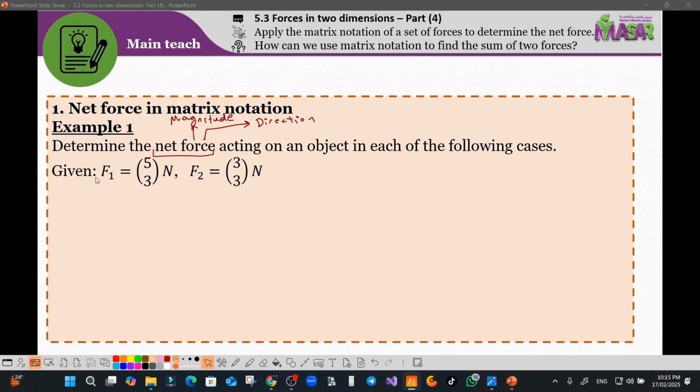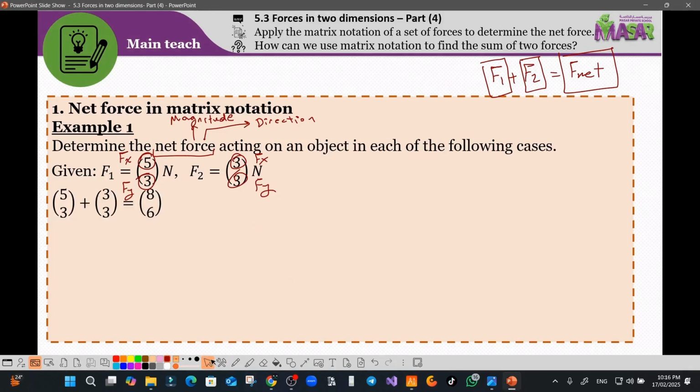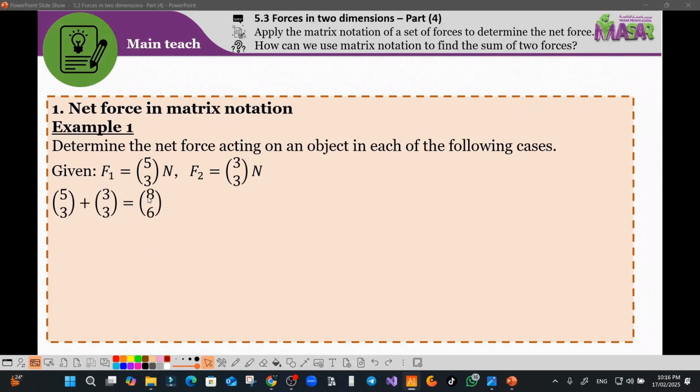Now, as we can see here, the givens are the matrix notation of F1 and the matrix notation of F2. The first entry here represents the F of x. The second entry here represents the F of y, as well as here we have F of x and F of y. Now, in order to find F net, we just add F1 plus F2. If I add F1 and F2 in matrix notation, I expect to have the matrix notation of F net. And this is actually what happened here. After we add up the two forces together, we obtain the matrix notation of F net.